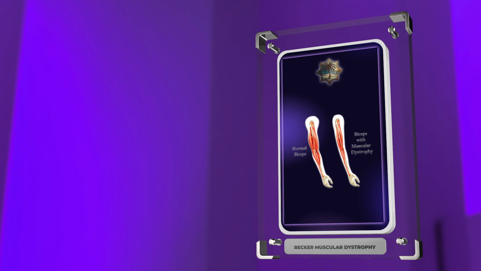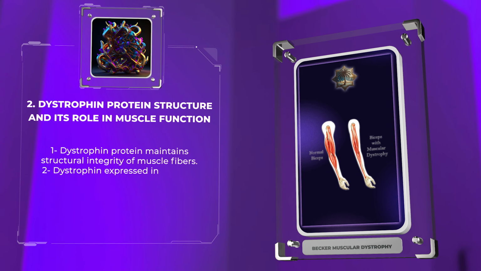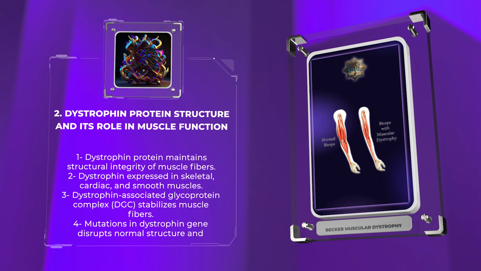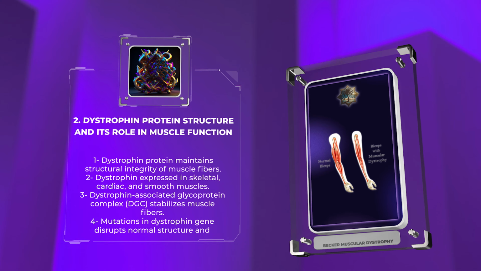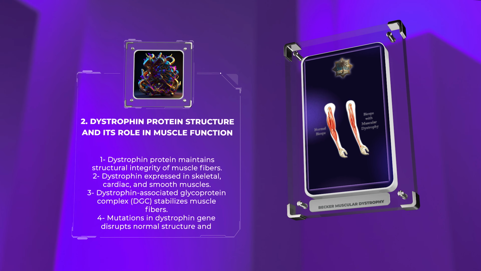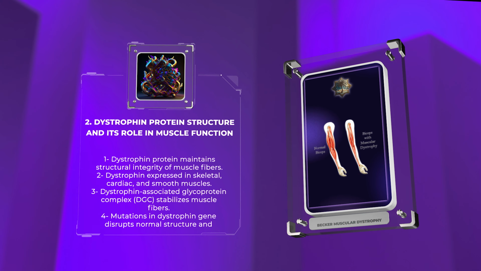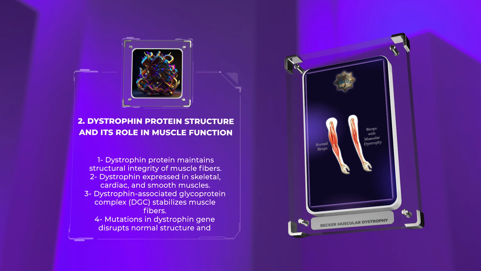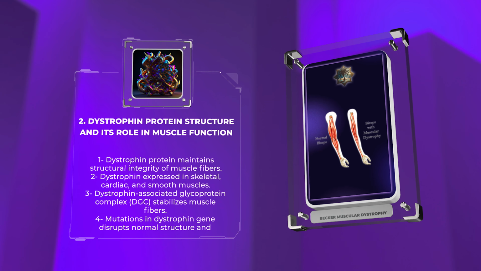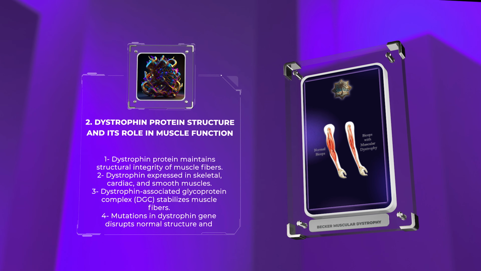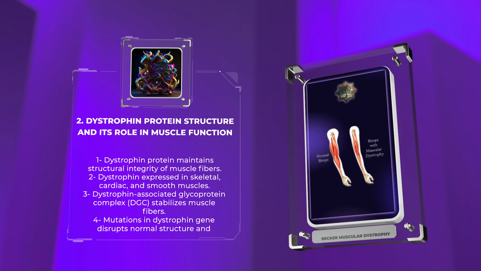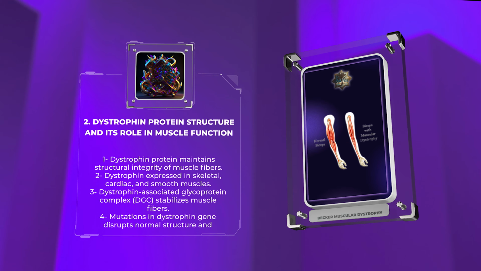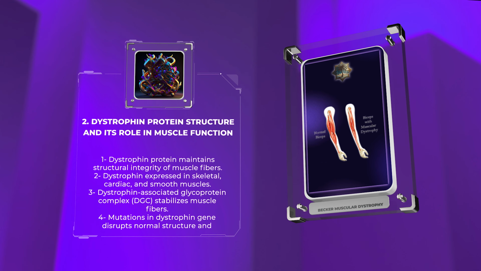Dystrophin, a large cytoskeletal protein, plays a critical role in maintaining the structural integrity of muscle fibers. It is predominantly expressed in skeletal, cardiac, and smooth muscles, as well as in the brain. The dystrophin protein has several functional domains, including an N-terminal actin binding domain, a central rod domain composed of spectrin-like repeats, and a C-terminal domain responsible for linking dystrophin to the dystrophin-associated glycoprotein complex, DGC, on the sarcolemma.